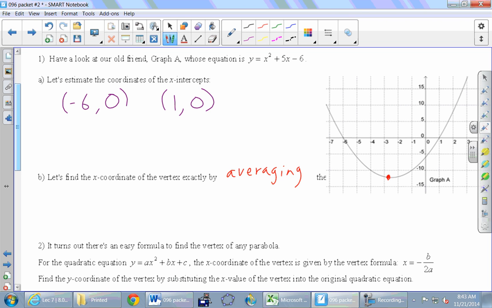And so let's actually do it here. So the two x-intercepts are -6 and 1. So what do I do with these two numbers? Add and divide by 2, right? That's how we average two numbers. -5/2 or -2.5. Which seems reasonable. That looks like that's where the vertex is. Okay, let's go to number 2 for Fiona.